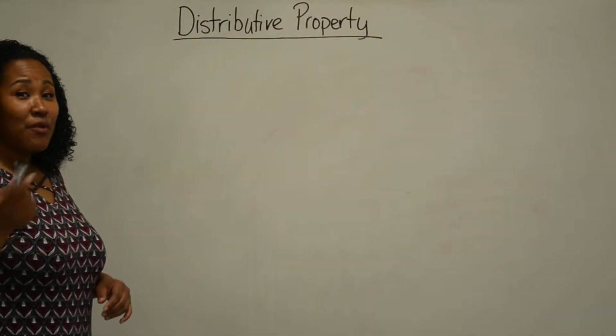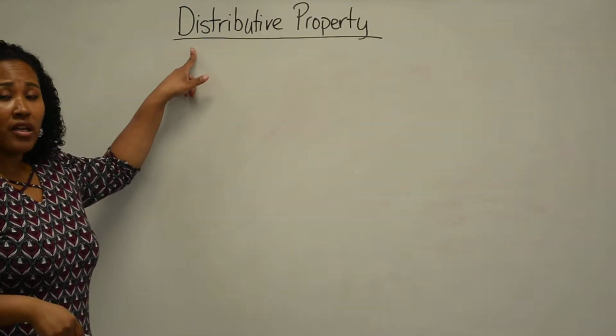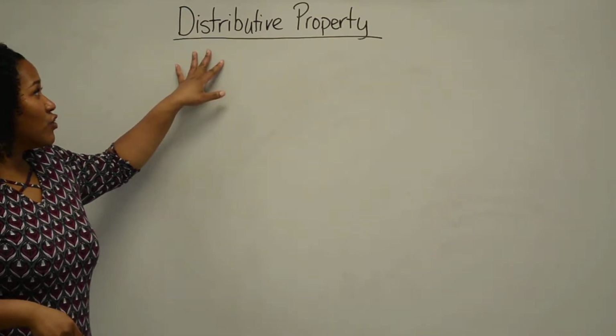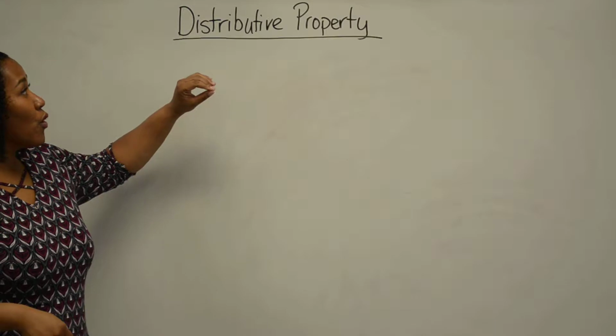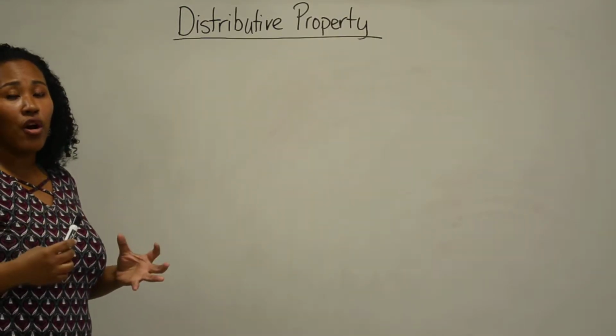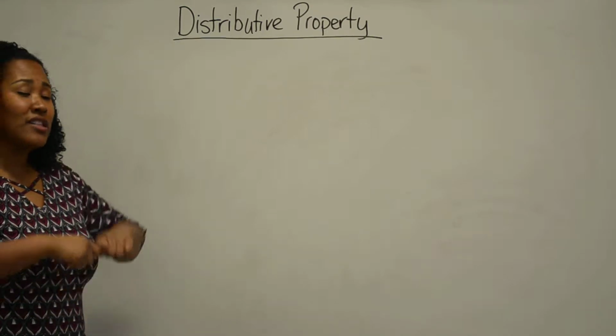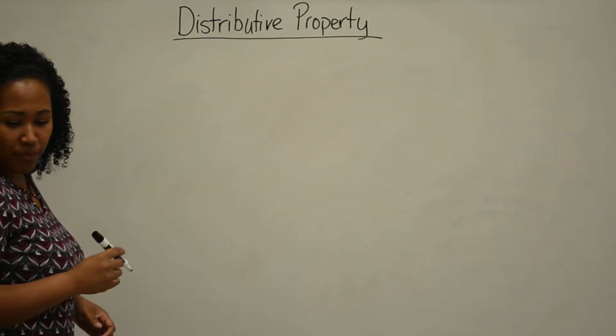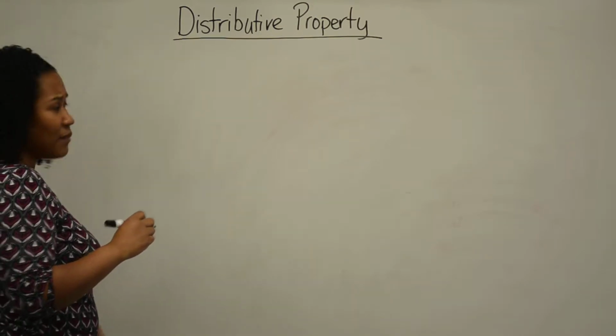Hi class, today we're going to talk about distributive property of multiplication. We're going to specifically use this strategy in order to multiply. What we're going to do, we're going to take one of the factors and break it apart before we multiply. Okay, so it's not as hard as it sounds. Let's do the problem 25 times 674.